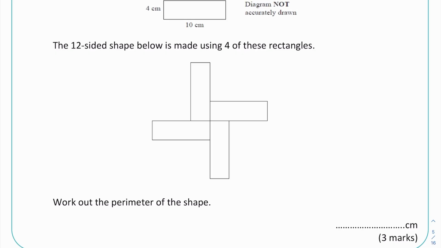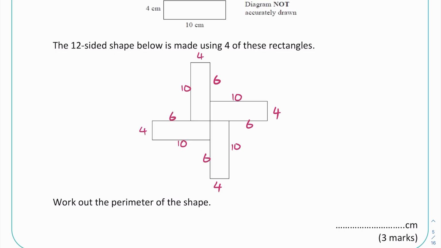Well, some of the 4s we can see we've got 4 here, 4 here, here and here. We can also see some of the 10s, the full lengths. So we've got 10, 10, 10 and 10. And we've got part of a length here, and if we look at this line just here, we know this part is 4, the full length is 10, so this bit must be 6. And that's going to be replicated around the shape. So that's a 6, that's a 6, and that's a 6 as well.